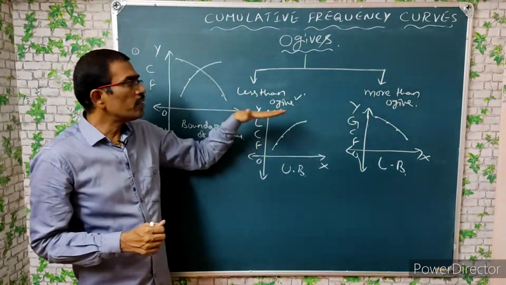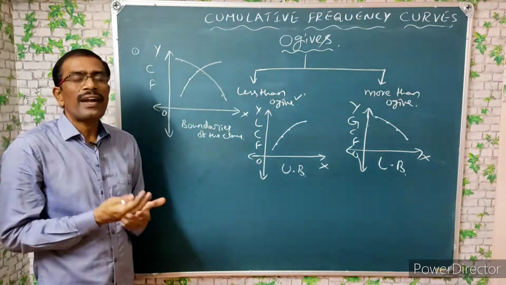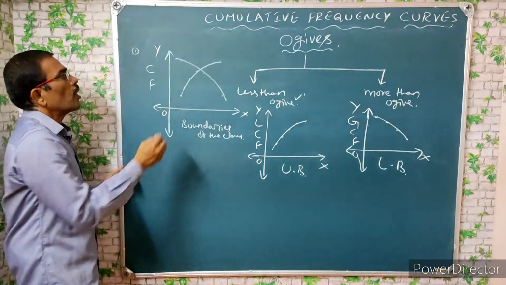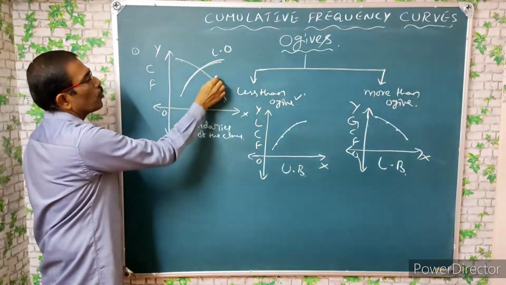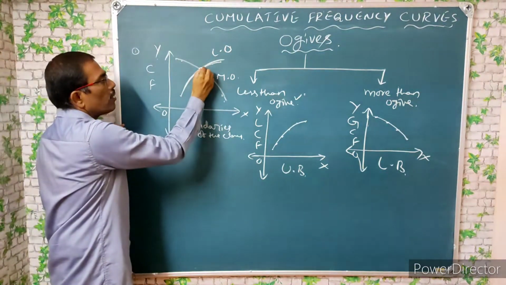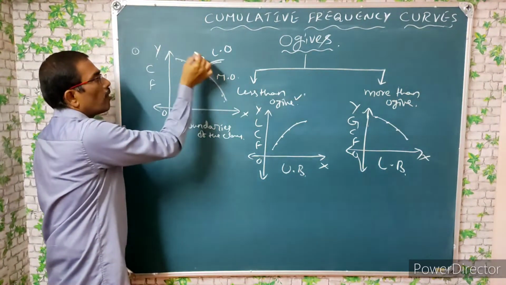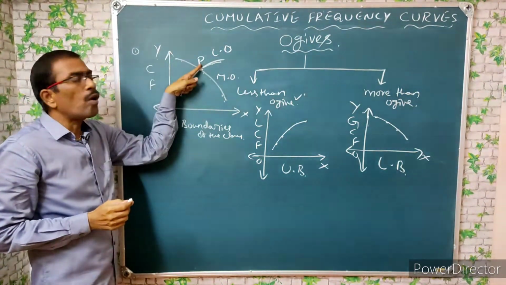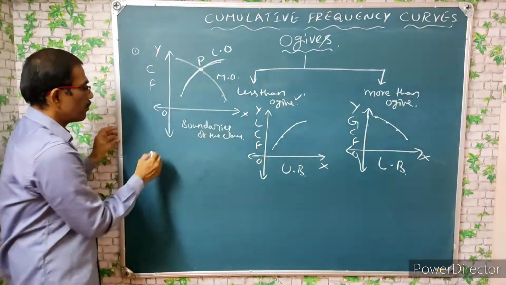Using ogives we can find the median of the data. How to find the median using ogives? Suppose you have drawn the less than ogive and the more than ogive on a graph paper. This is the point of intersection of these two ogives. P is the point of intersection of the two ogives. Then the x coordinate of the point P is called the median.